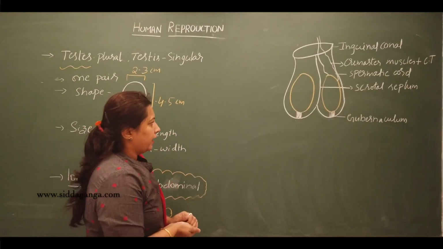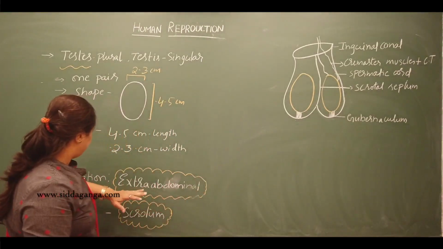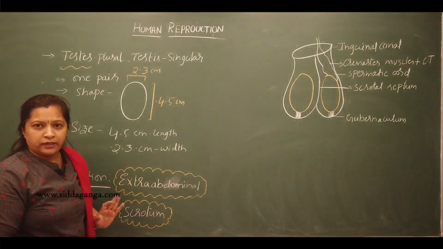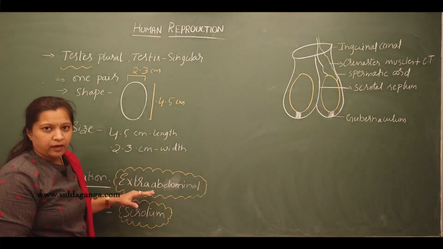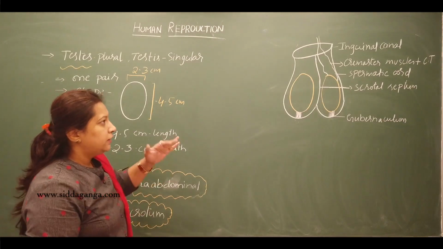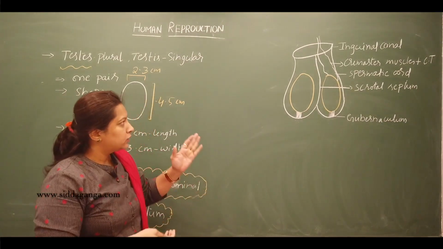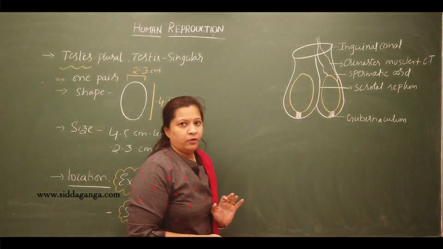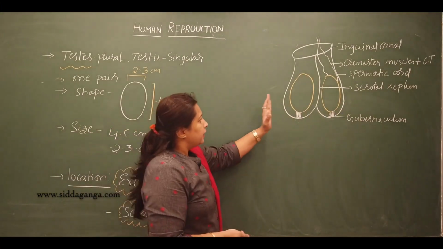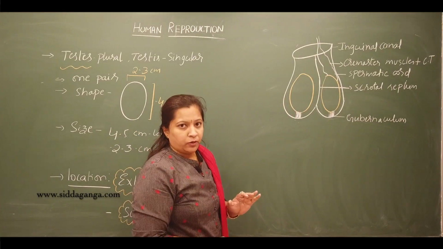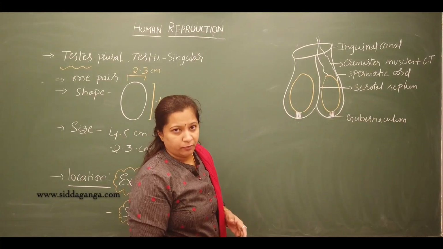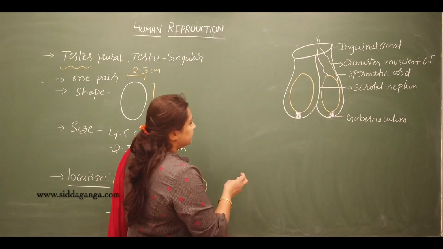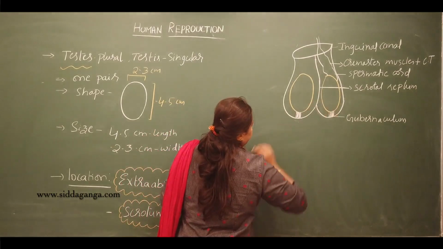Okay, so why? Let us see. I said that in human males the testes are extra-abdominal. Extra-abdominal means they are located outside the abdomen in a pouch called the scrotum. So why do they need to be present in the scrotum? What happens if they are retained in the abdomen? Let us see.